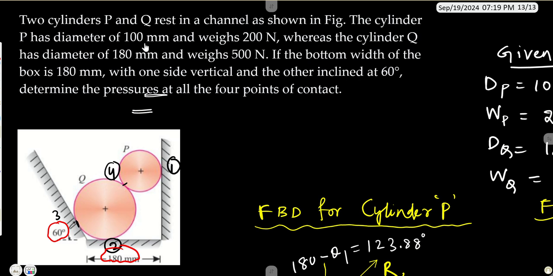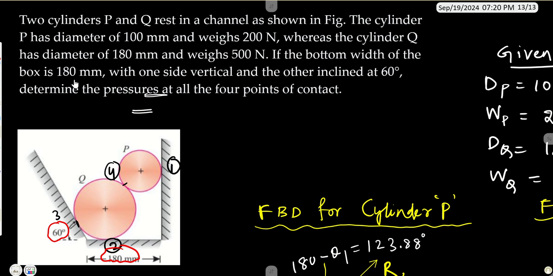So the cylinder P has a diameter of 100 mm and weighs about 200 Newton, whereas the cylinder Q has a diameter of 180 mm and weighs about 500 Newton. The bottom width of this box channel, which I am talking about, is given to us as 180 mm, with one side vertical and the other one inclined at 60 degrees. So here you can see in the figure, this is one side of this particular channel where it is vertical, and this side is inclined at 60 degrees to the horizontal, right?